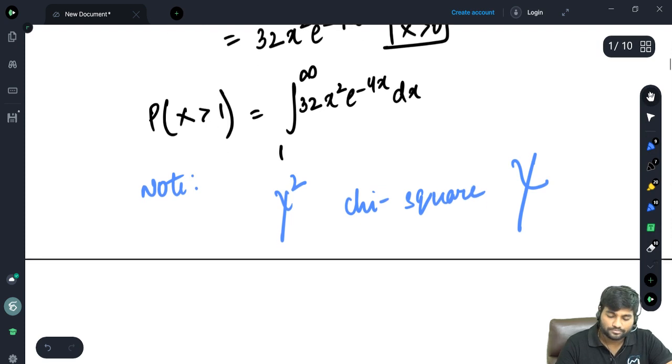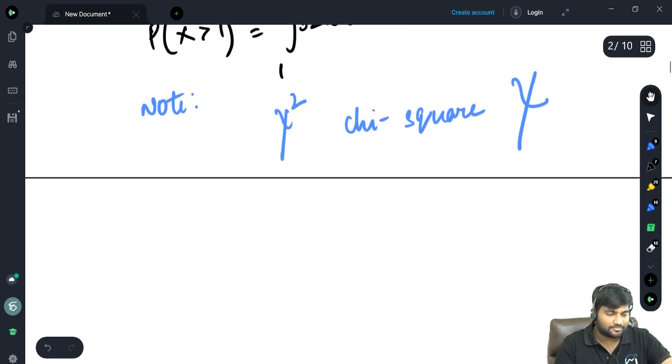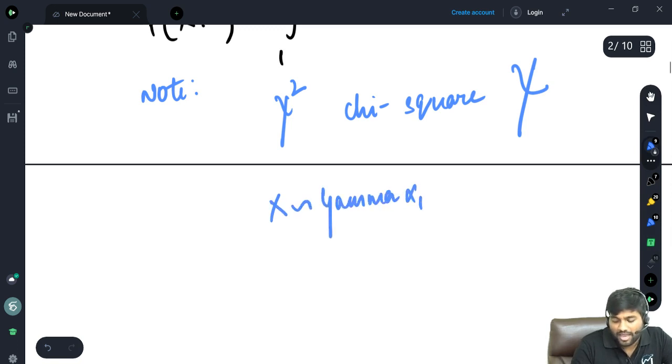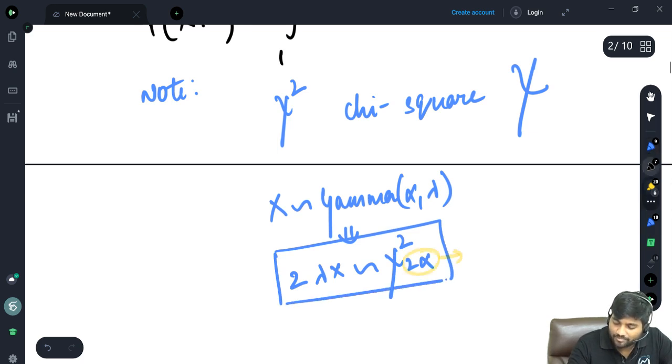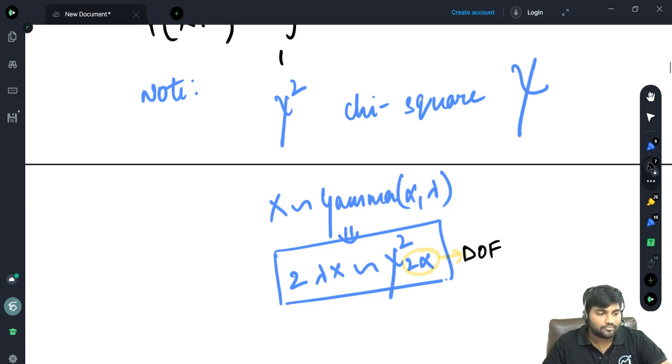So, note is over, okay? If x follows gamma alpha comma lambda, then 2 lambda x will follow chi square 2 alpha, where 2 alpha is the degree of freedom. Two lambda x.